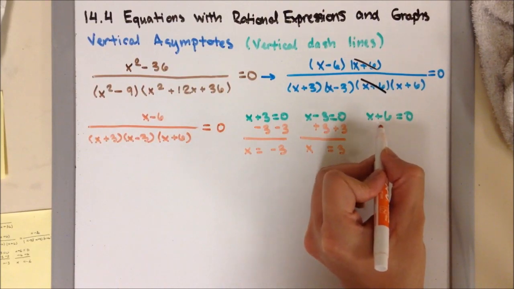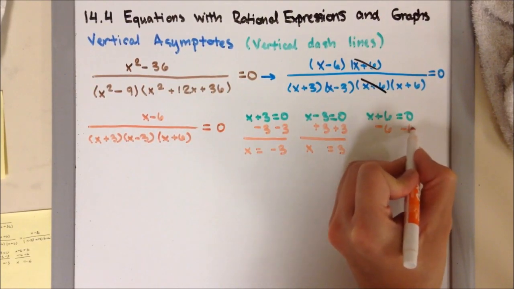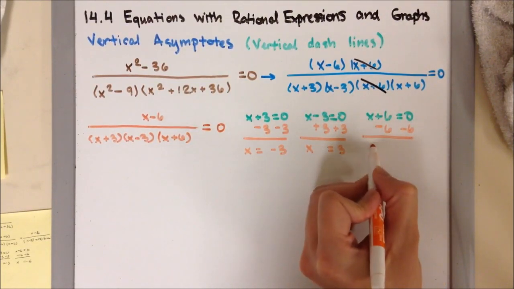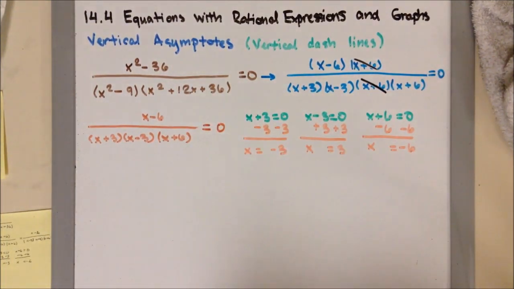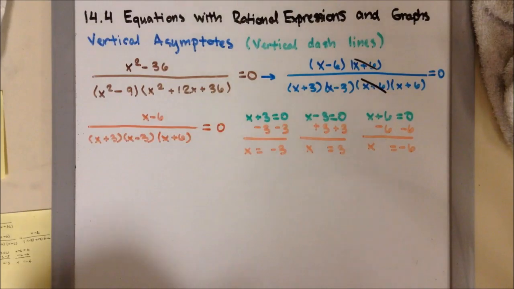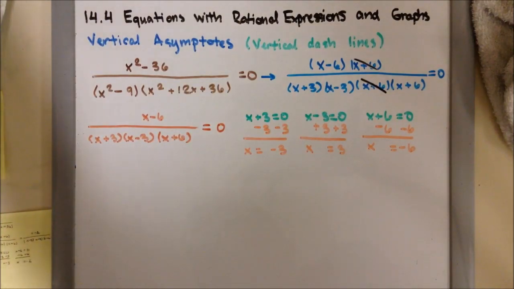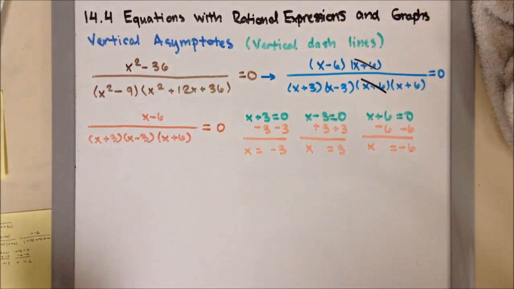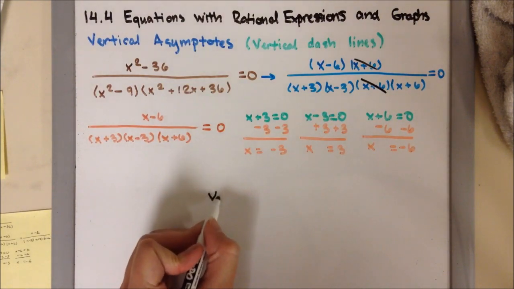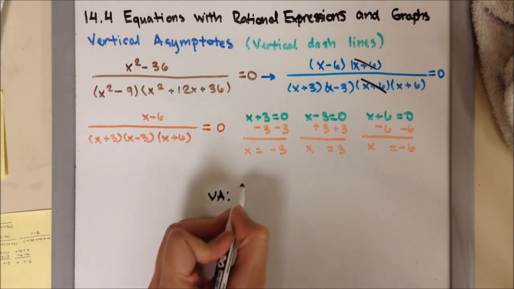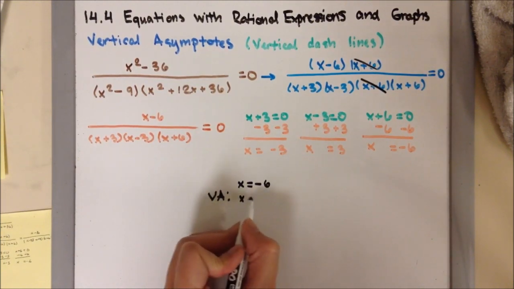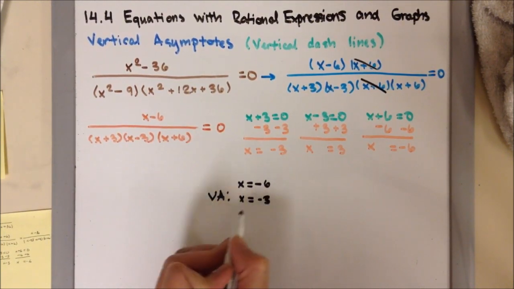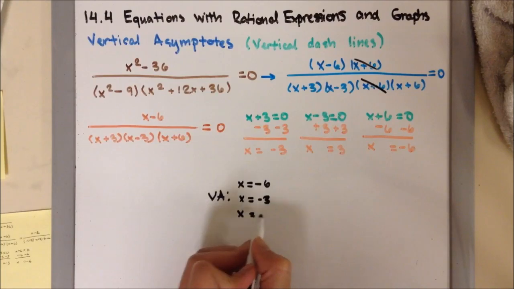The last one, I'm going to subtract 6 to both sides, so I can cancel out the plus 6. I'm going to have x equals negative 6. So here's my three answers. My three vertical asymptote. So let me write it out. VA, x equal to negative 6, x equals to negative 3, and then x equals to positive 3.